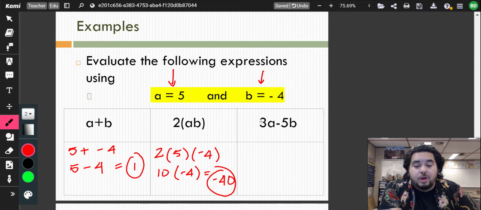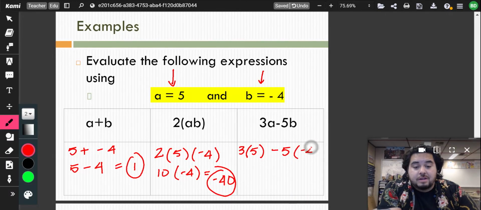Our last one, we are multiplying, and then we're going to be subtracting values. So we're going to keep the 3. The a next to it gets replaced by the number 5. And again, I put it in parentheses so it doesn't just look like 35. We're going to keep the -5, and then b is replaced by -4. Okay. So now we're going to multiply things out. 3 times 5 gives me 15. I have -5 times -4. We got to be careful there. Negative times a negative gives us positive 20. And then I just combine the values. 15 and 20 give us 35.